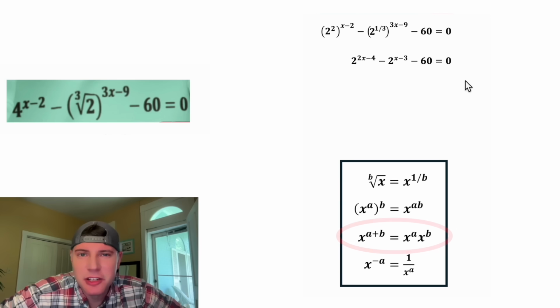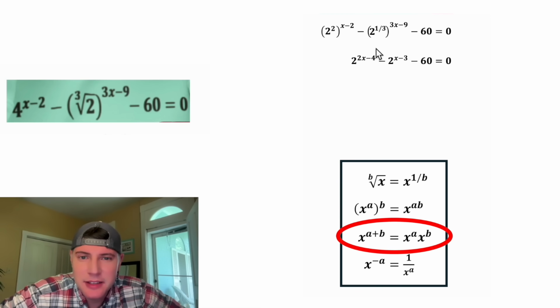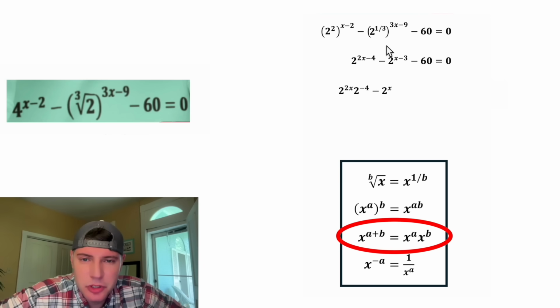For the next step, we can use these notes here. x to the power of a plus b is equal to x to the a times x to the b. So this 2 to the power of the quantity 2x minus 4 will become 2 to the 2x times 2 to the negative 4. And then we'll subtract this one, and it'll become 2 to the x times 2 to the negative 3. And then we can copy down everything else.